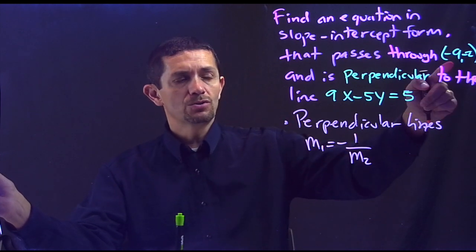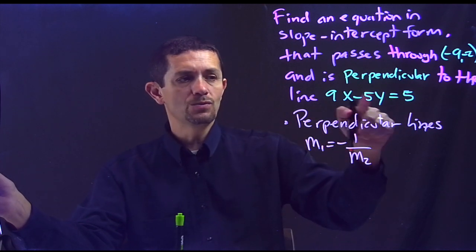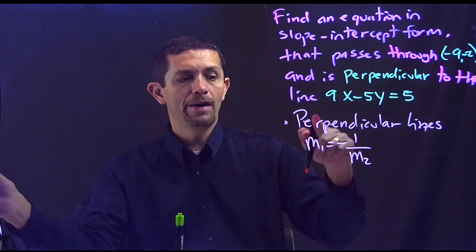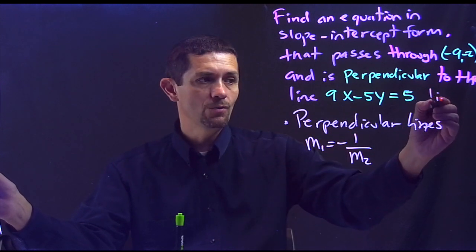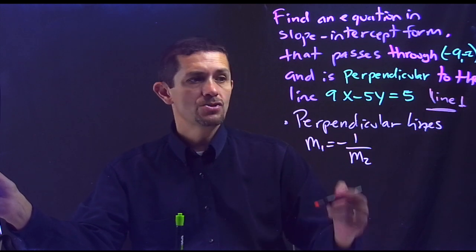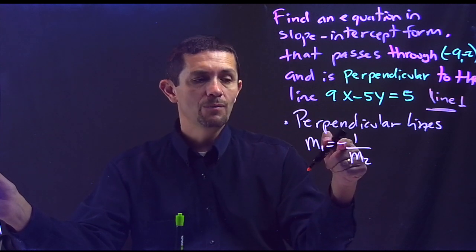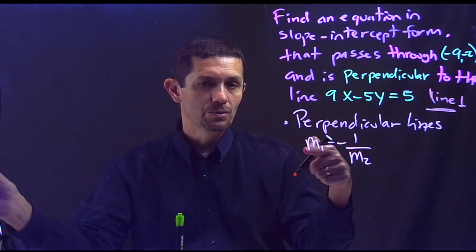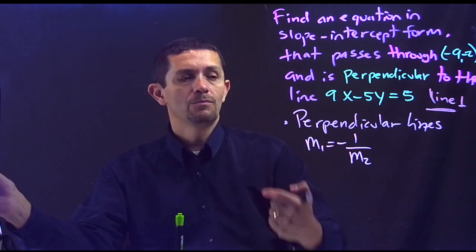Because they're saying it goes through one point and is perpendicular to the second line, I need to work on this line and find the slope. In my case, I can call this line number 1, so I get slope number 1 from there. Then I'm going to take the negative reciprocal of that slope, and that will be my second slope, which is the slope for my problem.